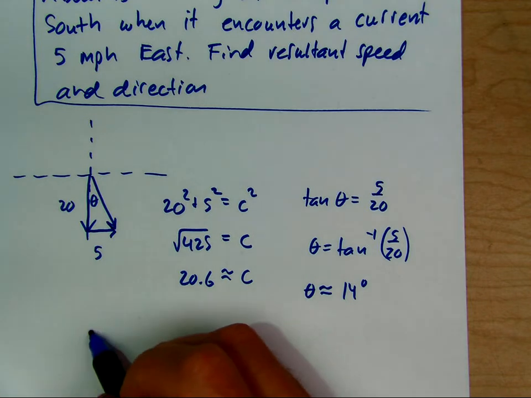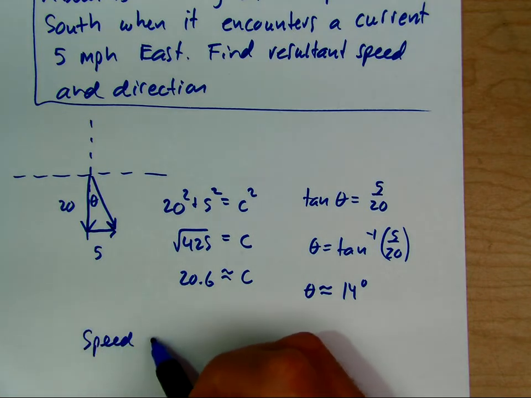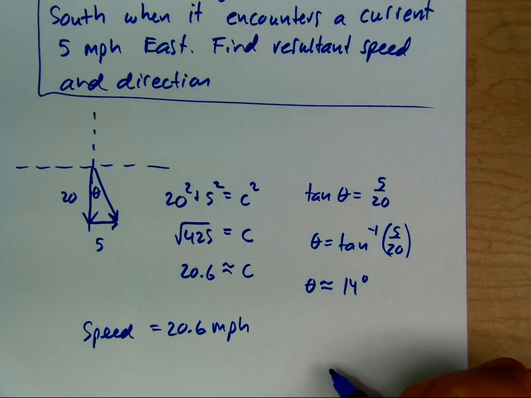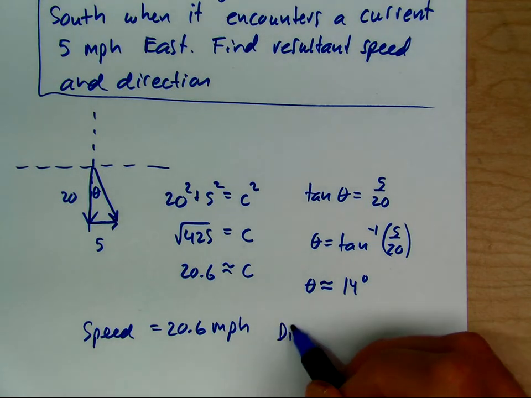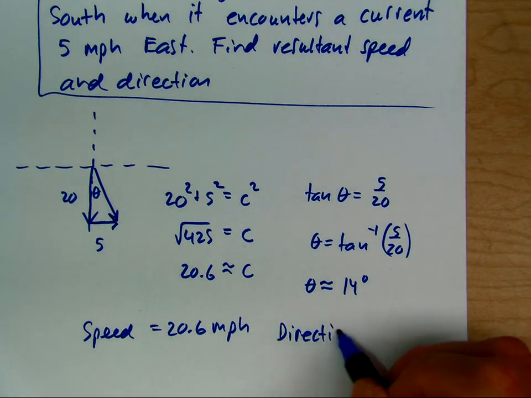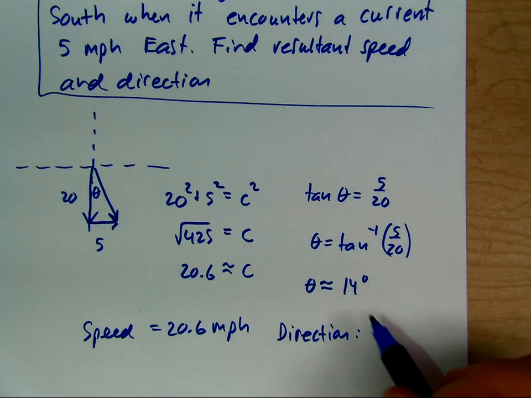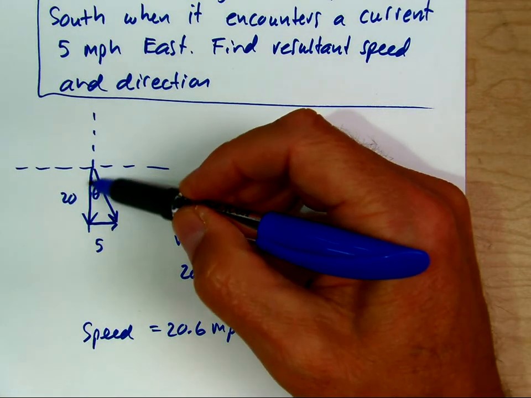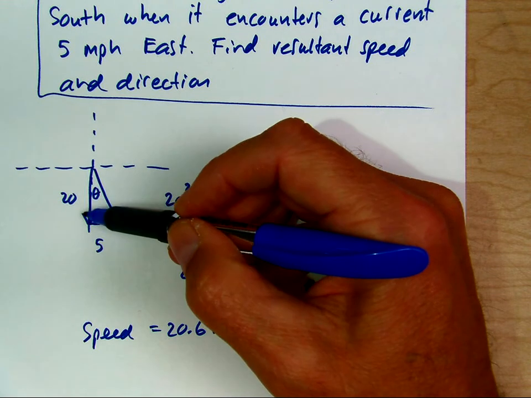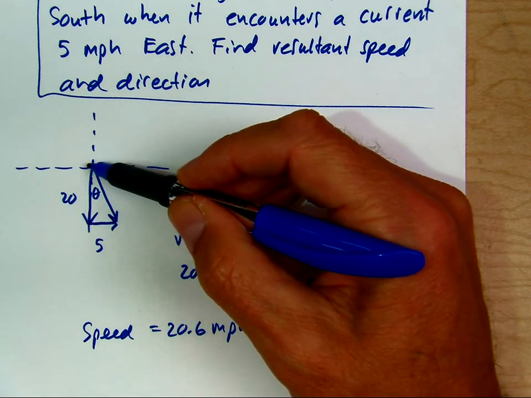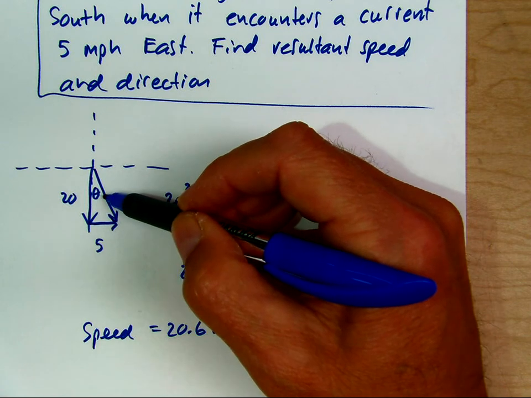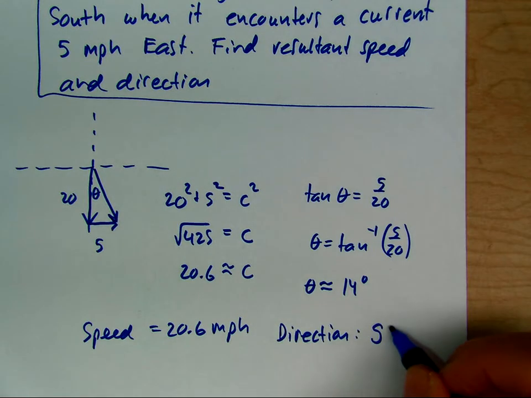So we can say the speed of the boat is 20.6 miles per hour, and the direction is moving... One way to describe the direction is you start with south or north, and then you say how far it's moving east or west. So those are bearings, and we'll say it's moving south 14 degrees east.